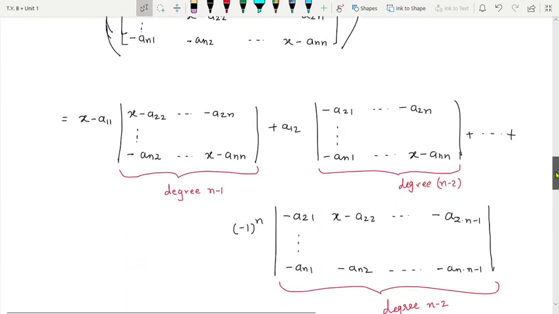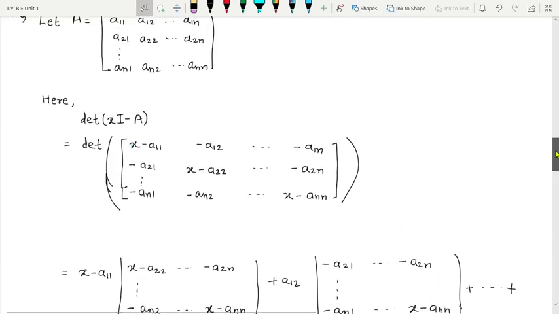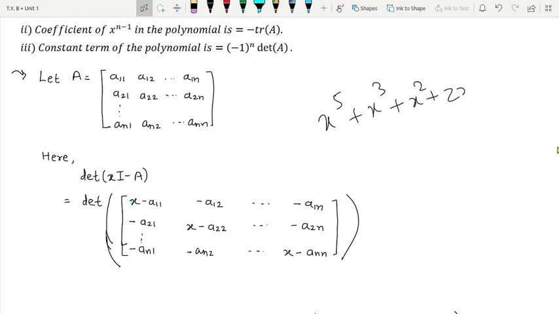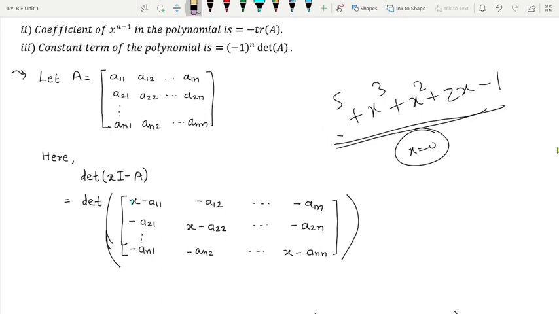But just note one thing, suppose you are having some polynomial. So when do we get the constant term of the polynomial? Let me say some x cube plus x square plus 2x minus 1. So by putting which value of x do you get the constant term? Yes, you are right. If you put x is equal to 0, then we are going to get the constant term. So the same logic we are going to apply over here.